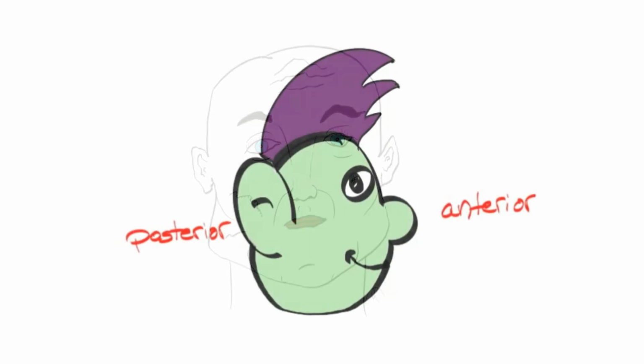Okay, another set of terms are anterior and posterior. Anterior is towards the front of the body or front of an organ. Posterior is towards the rear. Once again, these are relative terms.